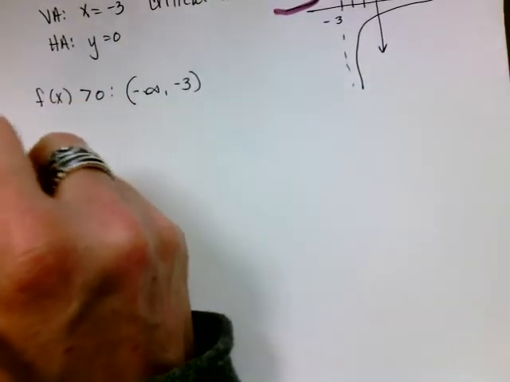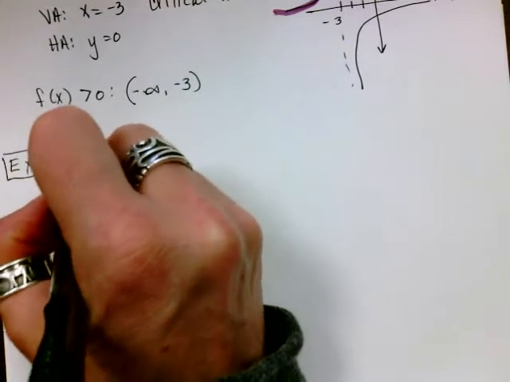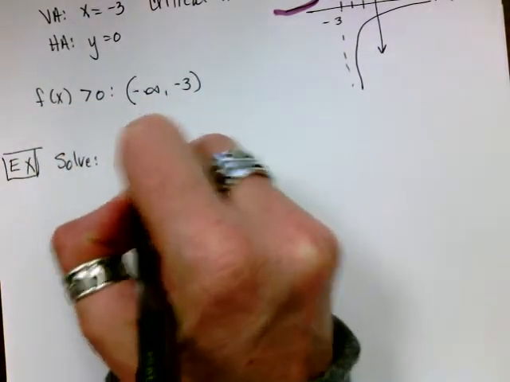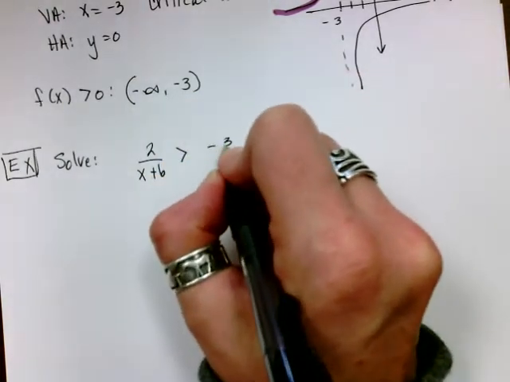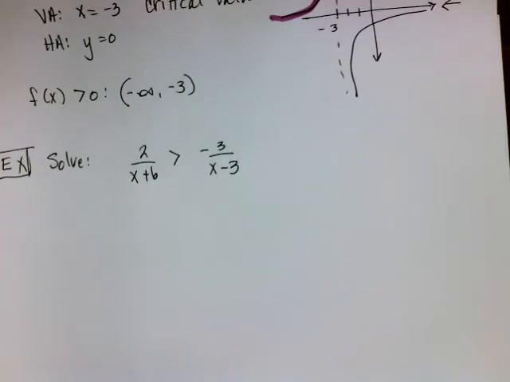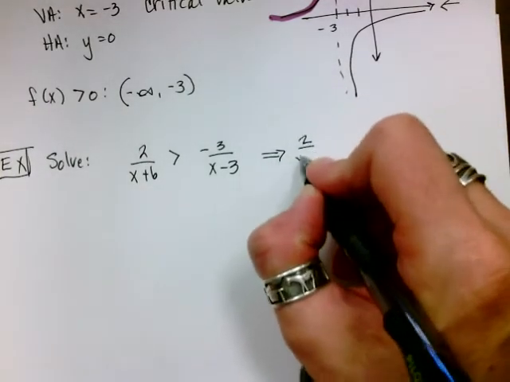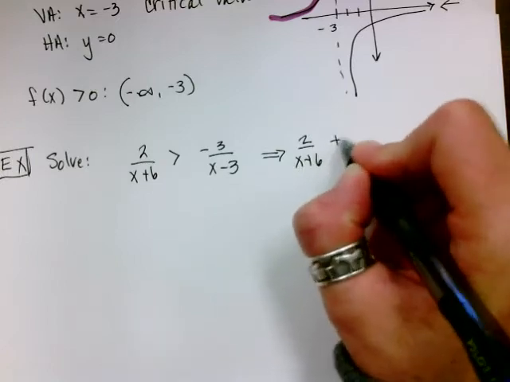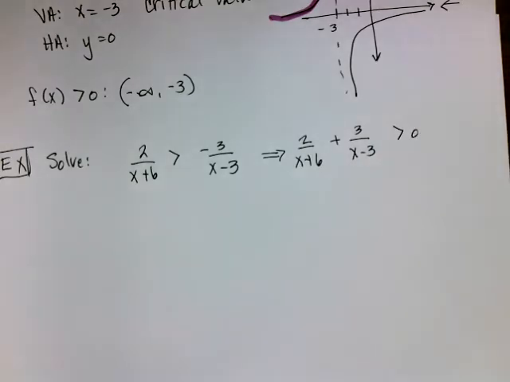Okay, so our last example. Again it's going to say solve, and I'm going to have 2 over x plus 6 is greater than negative 3 over x minus 3. First step is to move everything to the left. So I'm going to have 2 over x plus 6 plus 3 over x minus 3 is greater than 0.